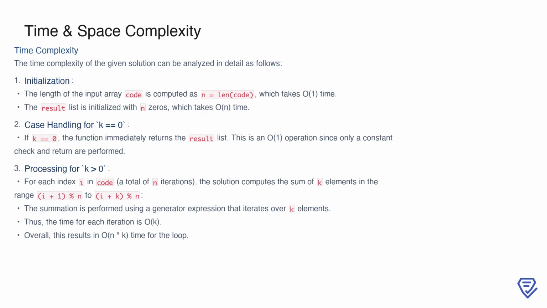Now, if the value of k is 0, the function directly returns the result list without any further computation. This involves only a constant time check and return operation, making this case O(1).